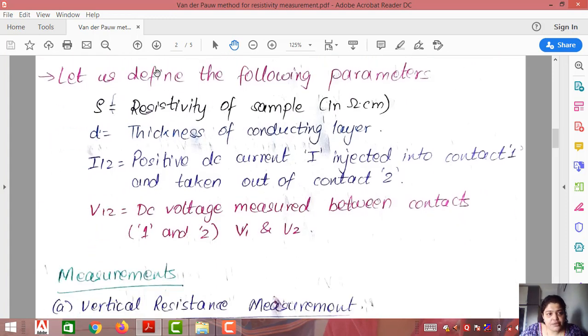So for the measurement, we will be defining some parameters. We define rho as the resistivity of the sample, which we will measure in ohm centimeter. D is the thickness of the conducting layer. Now I12, I means the current which we are going to supply. What does I12 mean? It is a positive DC current I which is injected in contact 1 and taken out from contact 2. And we will consider V12 as the DC voltage measured between contacts 1 and 2, that is V1 and V2.